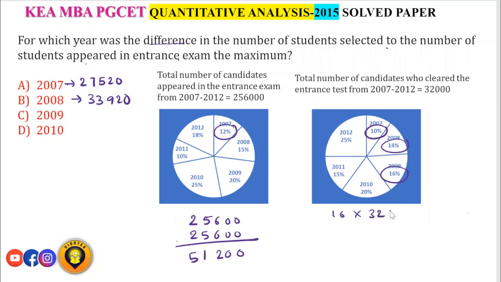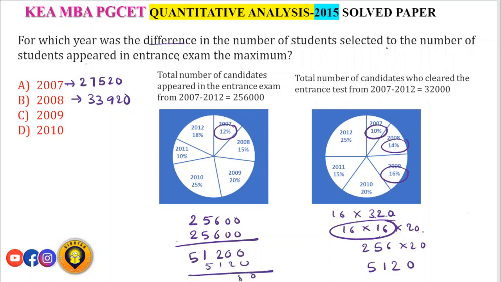16 into 320. I'll write directly. I can write this as 16 into 20, because 16 2 is a 32 into 10 is 320. 16 square, you know, 16 square is 256 into 20. So 256 into 20 will become 5120. So subtract 5120 from this. How much will you get? 10 minus 2 is 8, then 1 minus 1 is 0, 11 minus 5 is 6. So you will get 46080. That is in 2009.